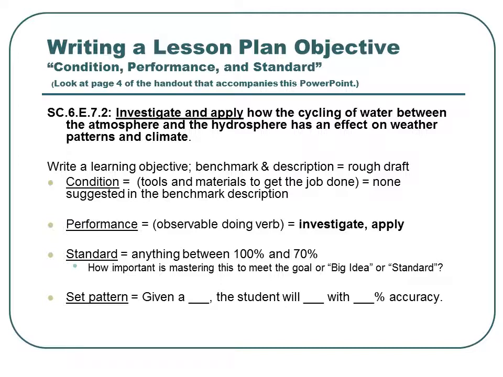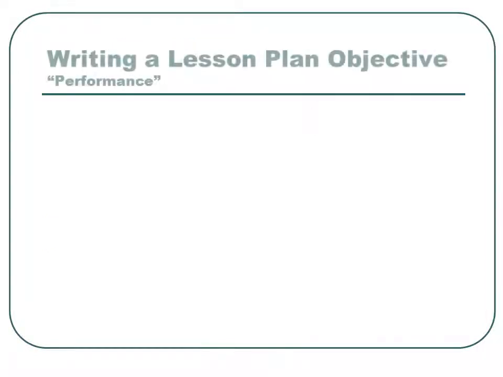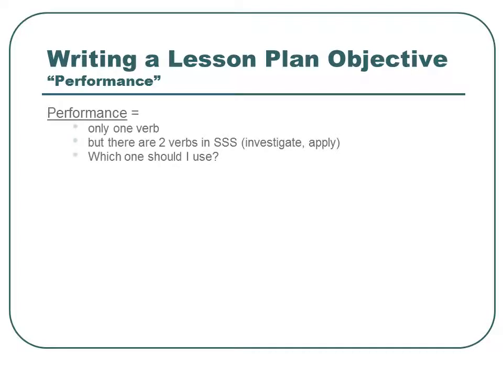So our rough draft hasn't given us much help, but the help that it has given us is very helpful because good verbs are sometimes tough to choose. So let's break this down even further and get a better look at each of the 3 components. We'll start with the performance, since the benchmark description helped us by supplying two possible verbs to use in the learning objective. But you've already learned that each learning objective must contain only one action verb.